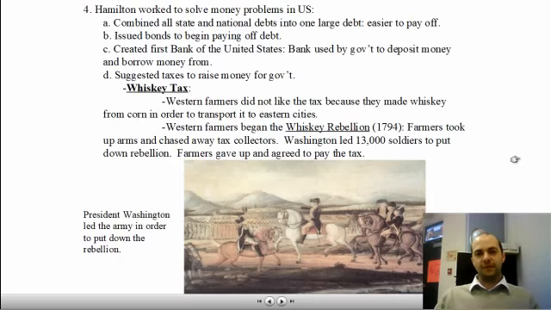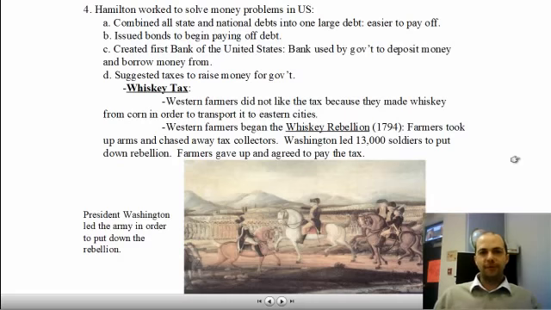So the gist is this: Western farmers, they didn't like this whiskey tax because they made their corn into whiskey to sell to eastern cities. Whiskey was kind of like today we have bottled water. Well, it's important. And back in 1794, whiskey was extremely important to those Western farmers to make a living. It was cheaper, it was easier to transport to eastern cities, and they could make a lot of money off of it. So in 1794, Western farmers began the Whiskey Rebellion.